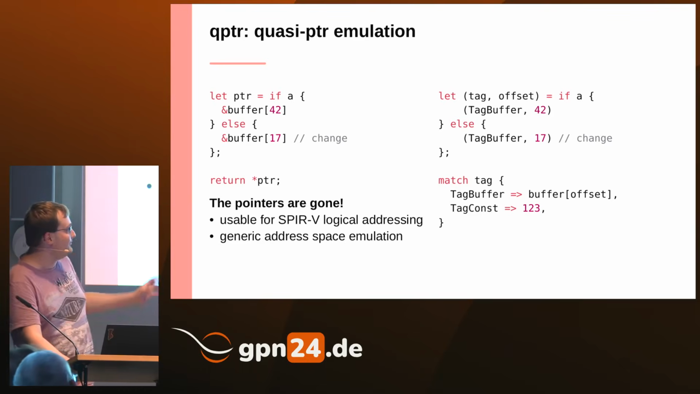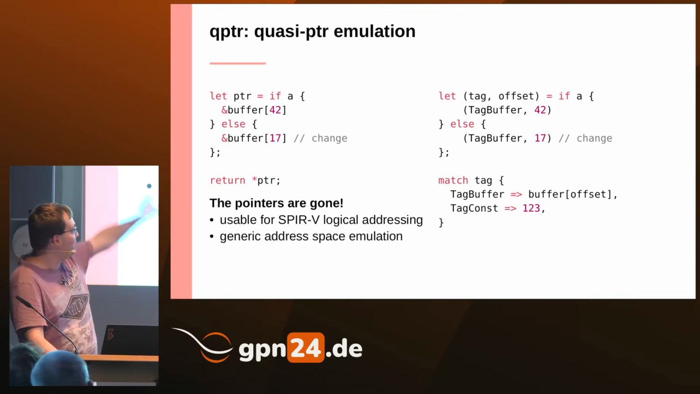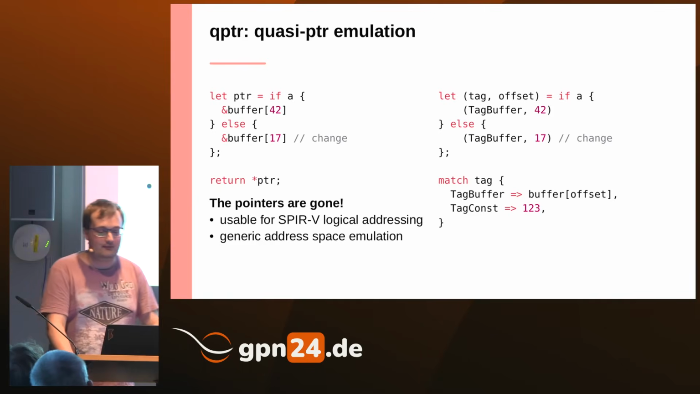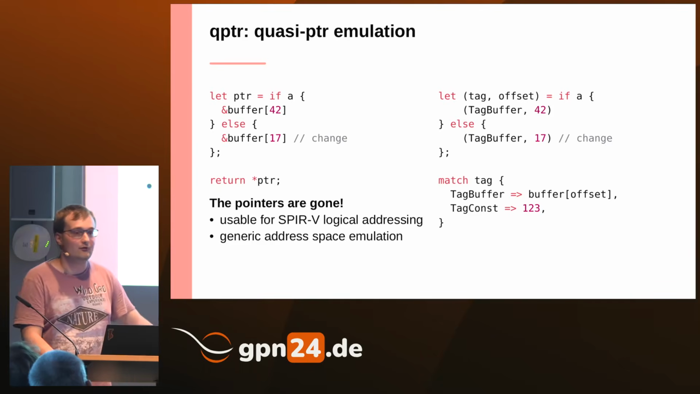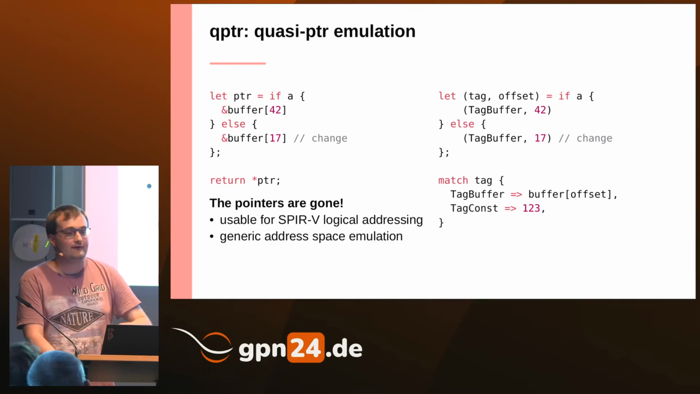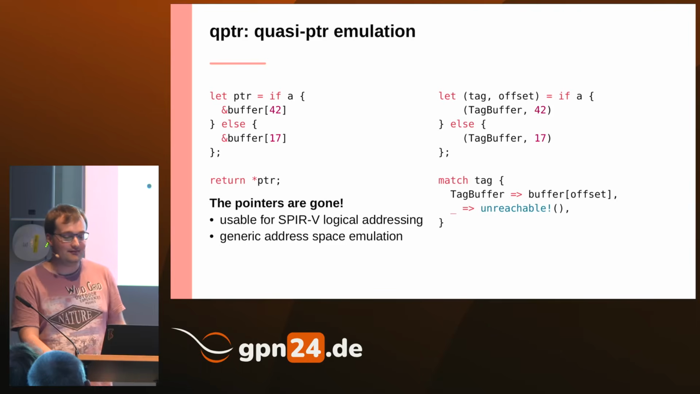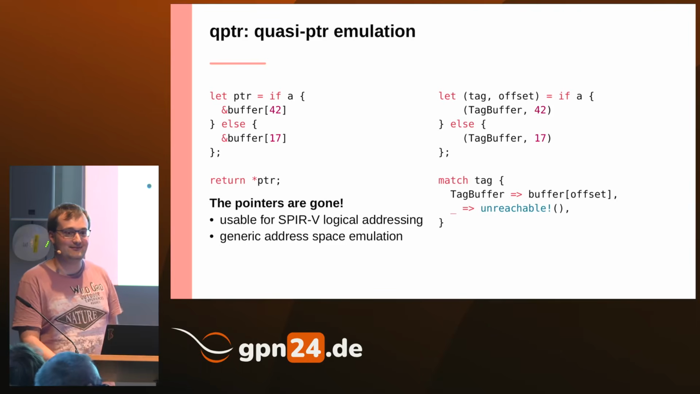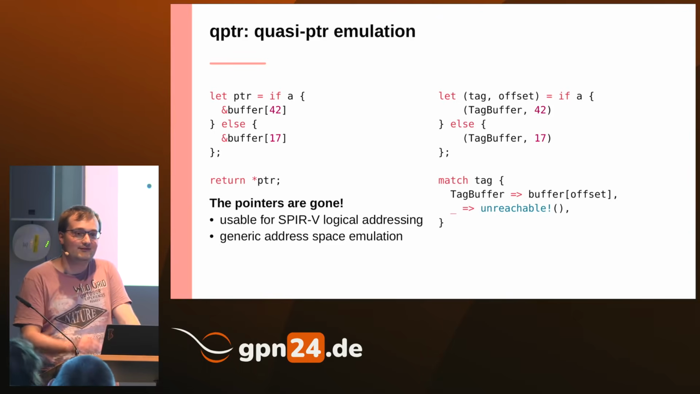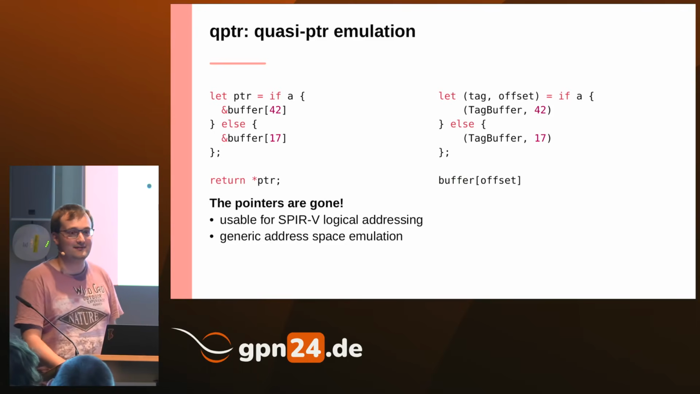The other interesting part is, what if we change the else branch? And we say, we want to take a reference to the buffer at offset 42 or at offset 17. Then if you look at the right side and simplify it down, the tag is always going to be tag buffer and never tag constant. So the first thing we can do is eliminate all the other branches, set them to unreachable, because they are unreachable. Then we look at the match statement and it only has one case left, so we can just eliminate the match statement.